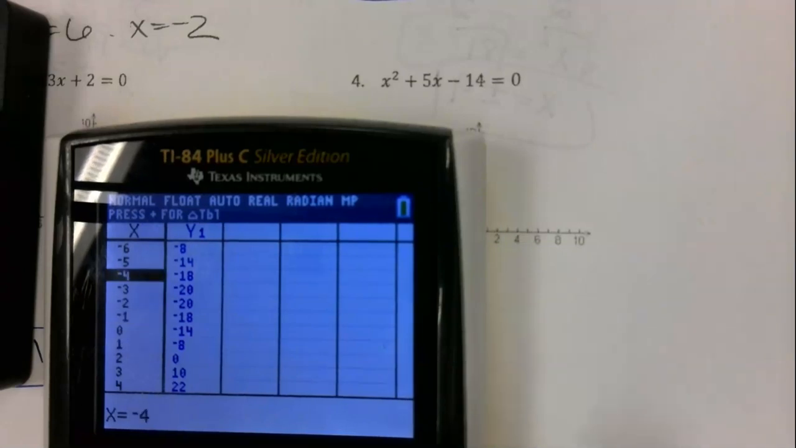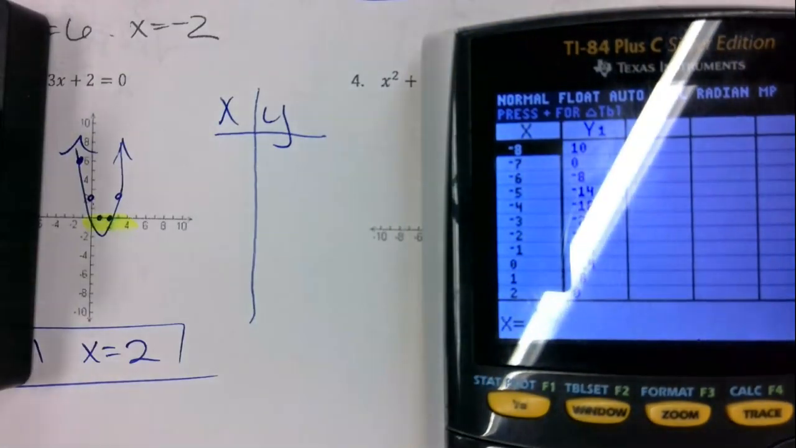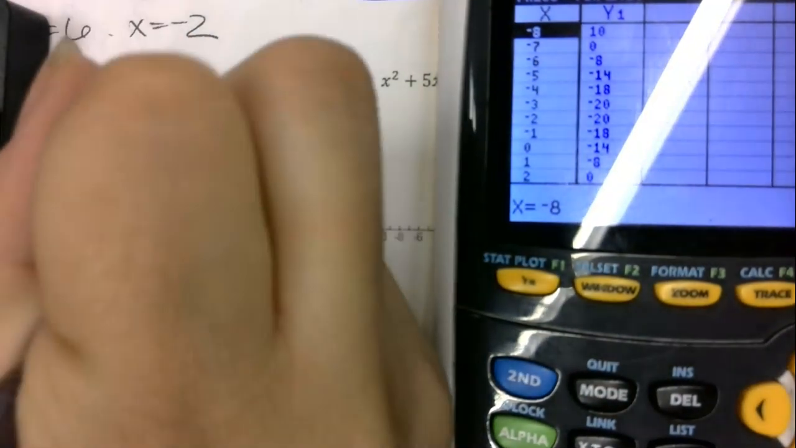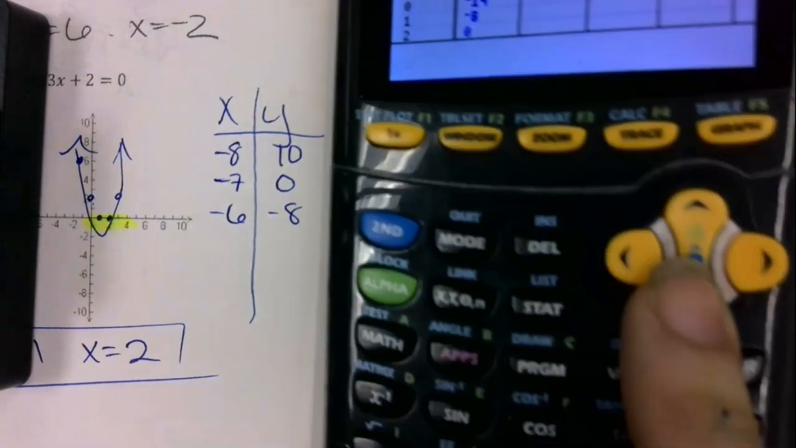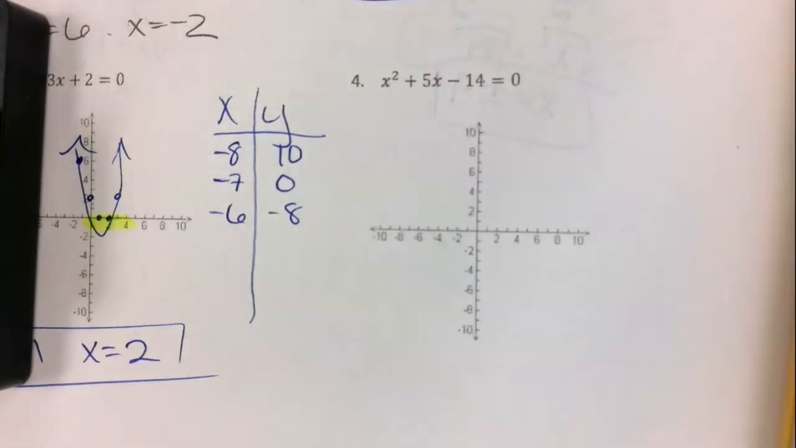So I need some left values because I saw I was practicing on the left. Okay. So I am going to write these down. I have negative 8, 10. That'll fit on my graph. I have negative 7, 0. Negative 6, negative 8. And then if I go lower, I have 1, negative 8, 2, 0, and 3, 10.